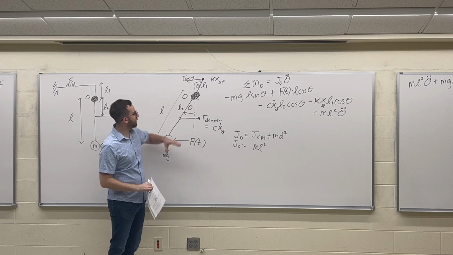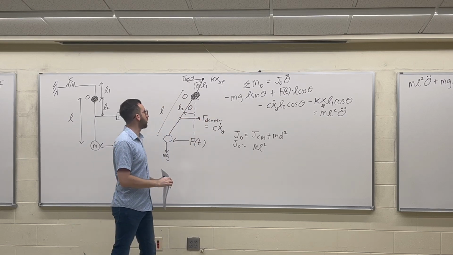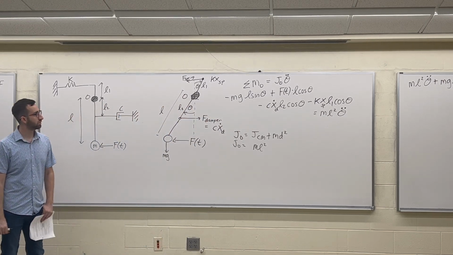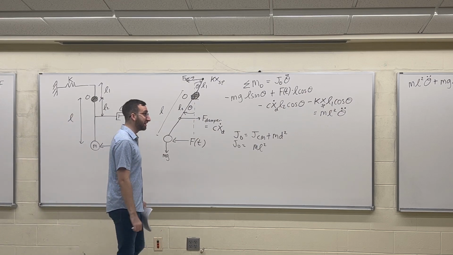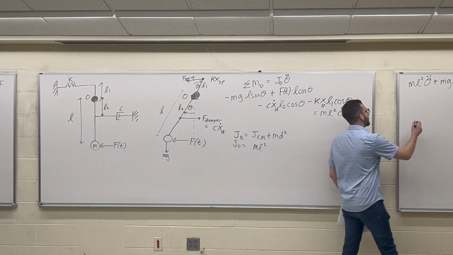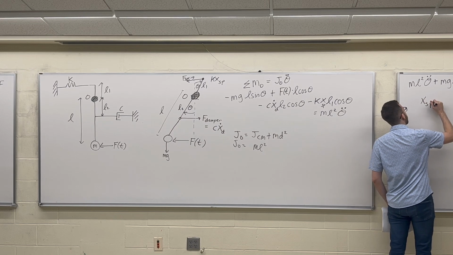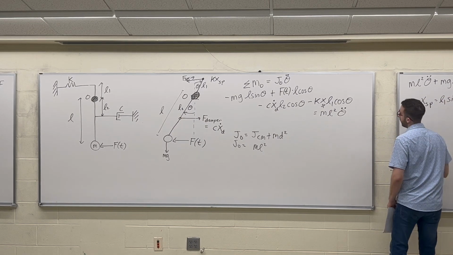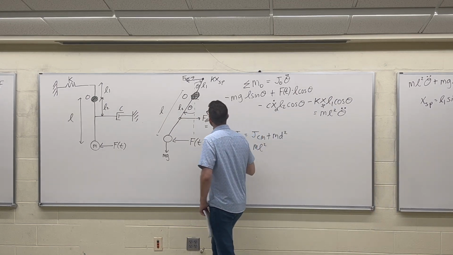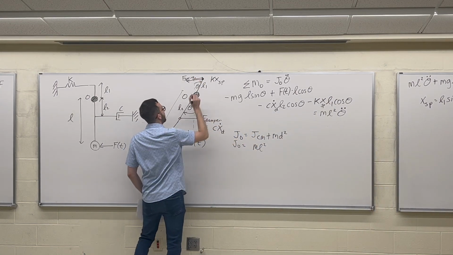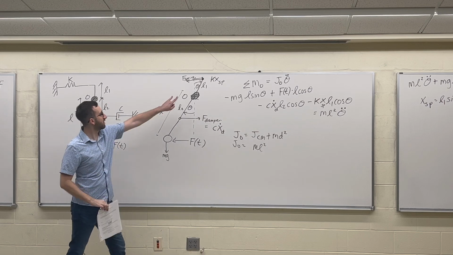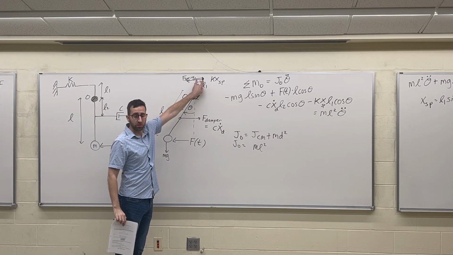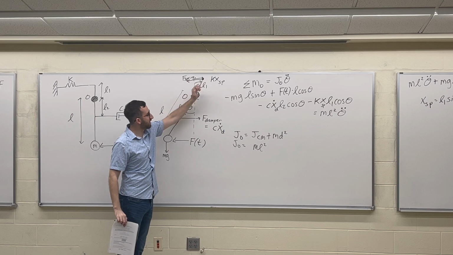Looking at this picture, what do you think x spring is going to be? L1 sine theta, that's correct. We'll say that x spring is L1 sine theta. Let's double check that. This distance here is x spring, so that will be the sine of theta times L1.